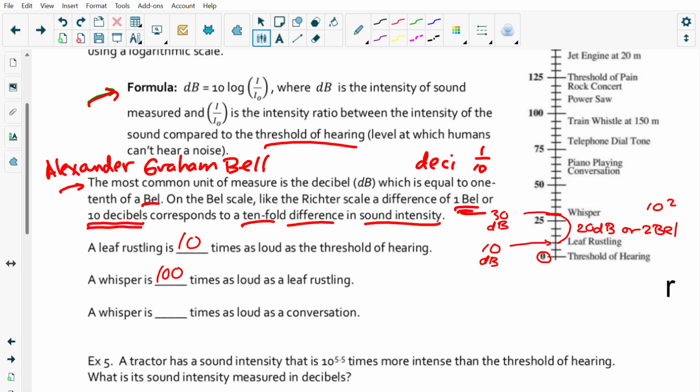A whisper is blank times as loud as a conversation. So I started at a whisper. Here's my conversation at 60. Okay, what's that difference? Well, this now is a 30 decibel difference, or 10 to the third difference, right? But we're comparing a whisper, something quieter or less intense in sound, compared to conversation. So instead of being 1,000 times, it's 1/1,000 times as loud as a conversation. So this would be 10 to the negative third.